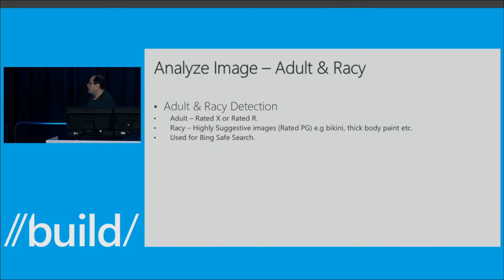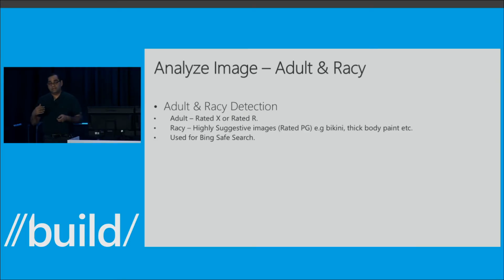Now I'm going to talk about a very important area, which is adult and racy detection. When I say adult, what I really mean is porn. And what racy means is these are images which wouldn't be suitable in a school environment, or it may not be suitable in certain cultures or certain markets. And we are working to continuously improve all of these models because we use it in Bing.